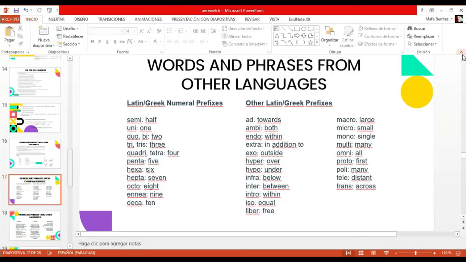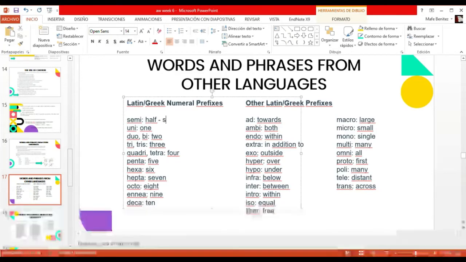Okay, so continuing with words and phrases from other languages. I think the most common are the Greek and Latin abbreviations and words, and also the prefixes. These are so useful to understand words in English. Like if you see semi attached to another word, for example, semi-detached, like the houses in England, you know that it's only half detached.